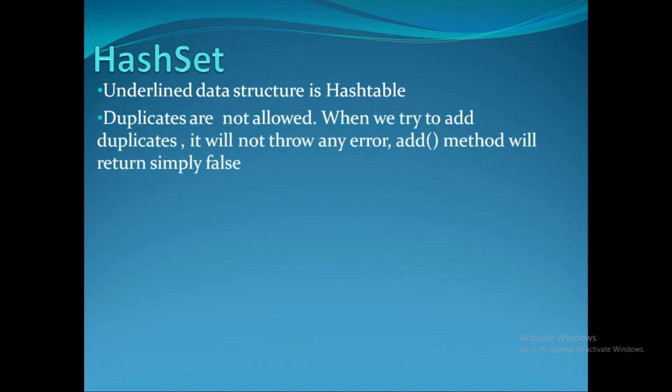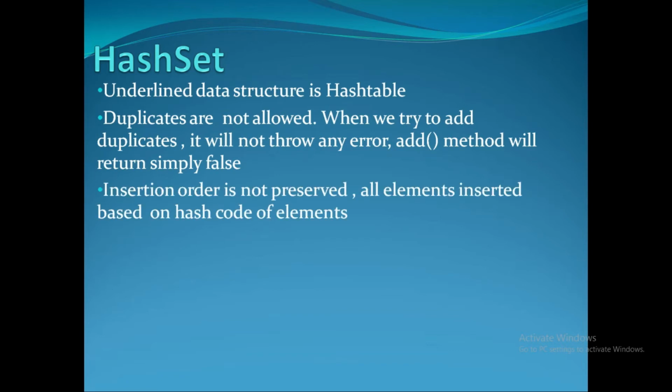Then the second one, whether duplicates are allowed or not. Duplicates are not allowed in hash set. We have seen in list that duplicates are allowed; we can insert a duplicate element into a list, but in the case of hash set we cannot. When we try to add a duplicate, it will not throw any error or exception, it will simply return the boolean value false, meaning the addition operation failed. So whenever we have the requirement for unique elements, that time we can use the hash set.